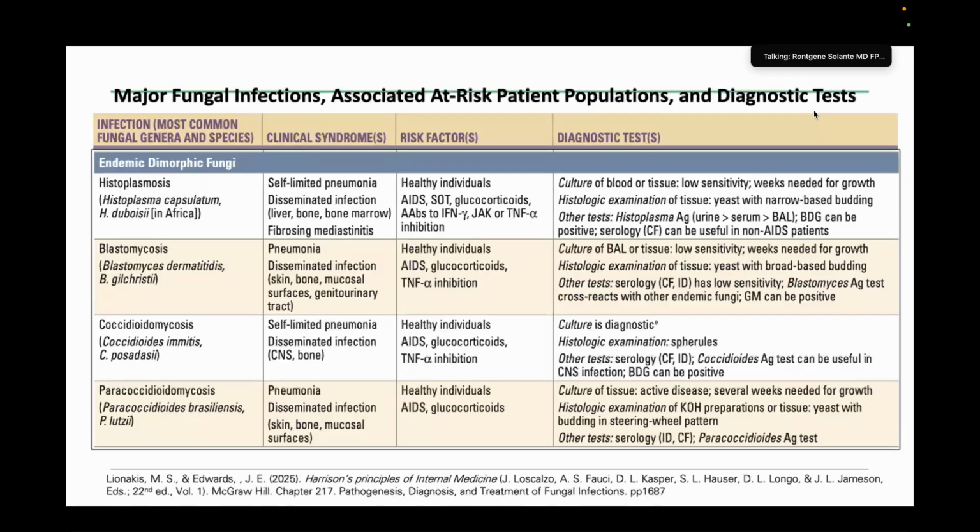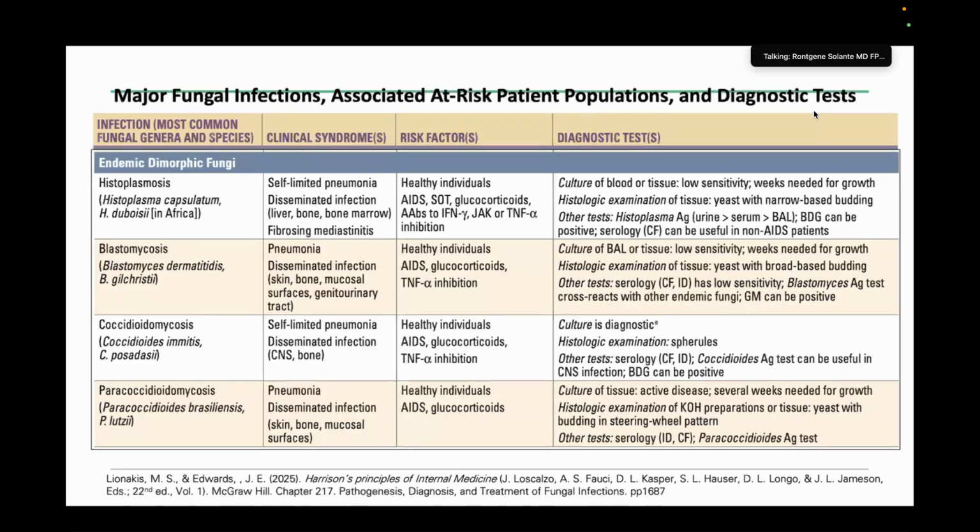The first among these is your coccidioidomycosis. The specific, commonly cause of this is Coccidioides immitis. Usually, again, it can be a self-limited pneumonia and disseminated infection, even in healthy individuals, but it can be disseminated in patients who are immunocompromised, like your patients with AIDS, long-term glucocorticosteroid treatment, and patients on TNF alpha inhibitors.